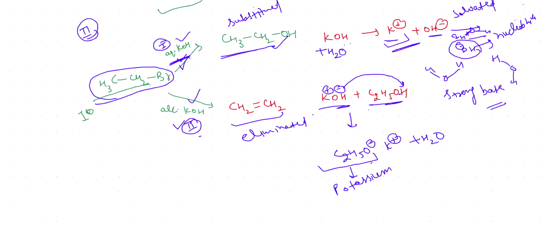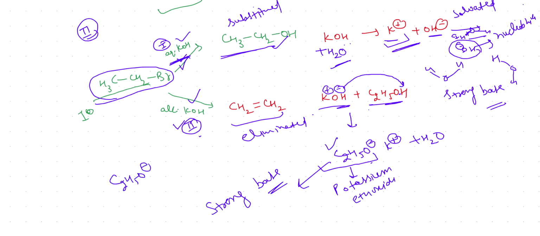Potassium ethoxide is basically a strong base. There is no stabilization of this intermediate as compared to the above-mentioned KOH in water. So here in this case C2H5O negative is a strong base. So what will the base do?